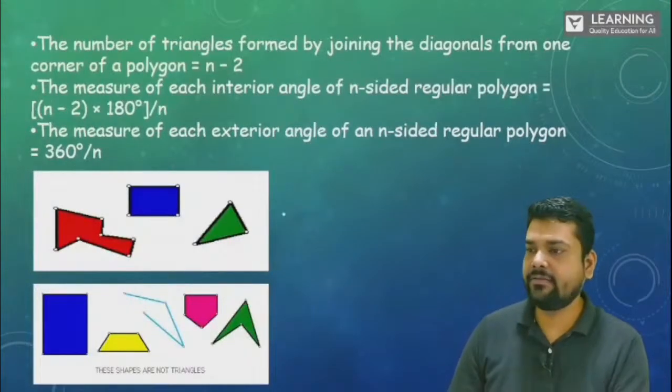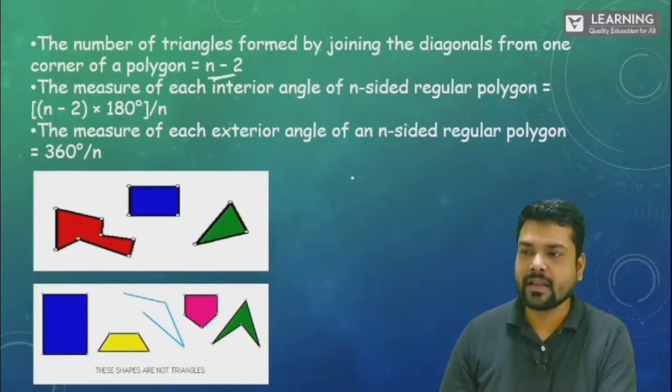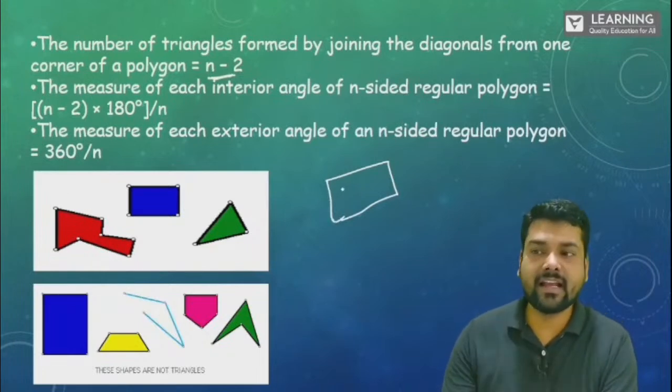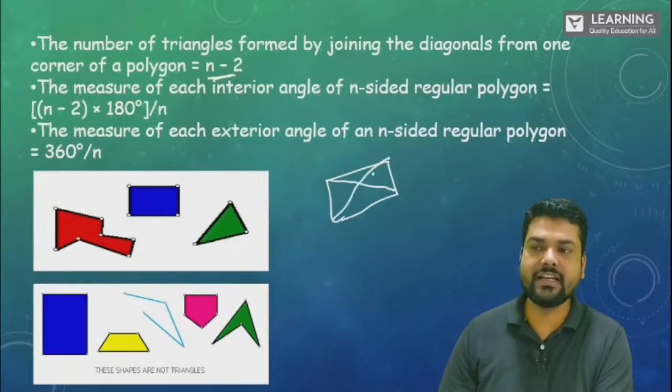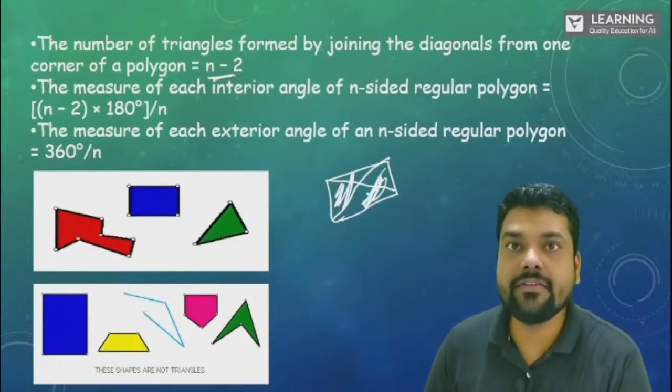Here we have the number of triangles formed by joining the diagonals from one corner to another corner, which is n minus 2. So let us again take a quadrilateral, and we need to find the number of triangles that will be formed as n minus 2. It has 4 sides, 4 minus 2 will be 2. Yes, that is one triangle and that is one triangle. 2 triangles will be formed.